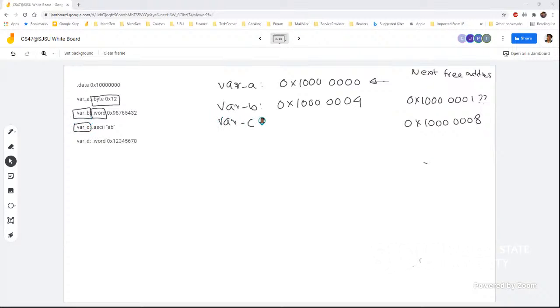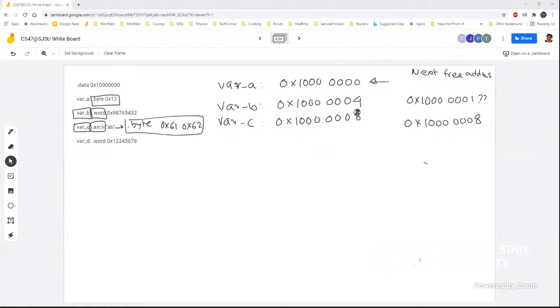It is placing a dot ASCII. So dot ASCII is nothing but placing bytes. The ASCII code of A is 61, the ASCII code of B is 62. So this is equivalent to this statement. Practically, it is placing byte information on the next free available address. And the alignment rule says byte type data can start from any address, so it doesn't matter. It basically places it right here.